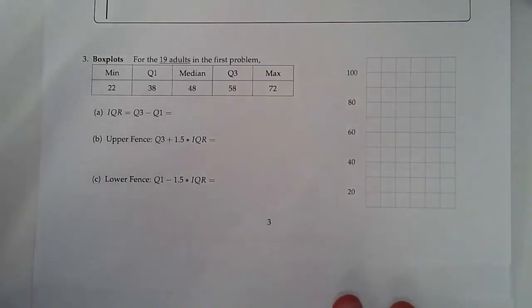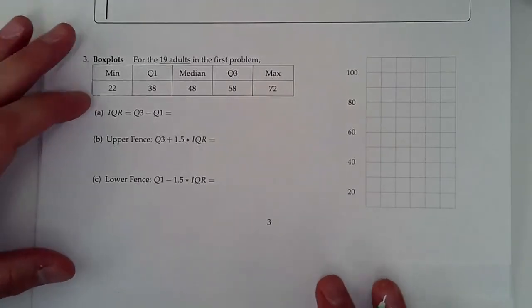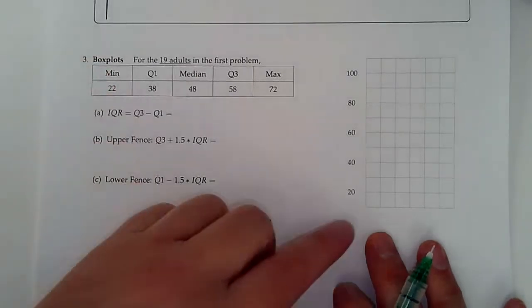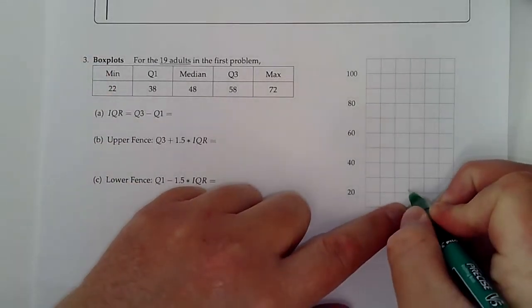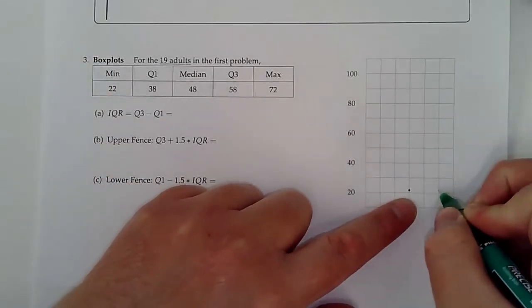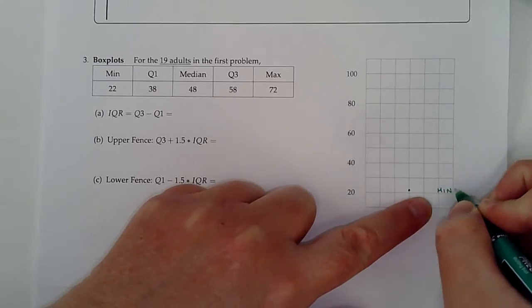All right, so we have our 5-number summary from the 19 adults from earlier. So I'm going to start working with that. So I have a min at 22. So I'm just going to put a little circle here for the min, and I'll put min equals 22.